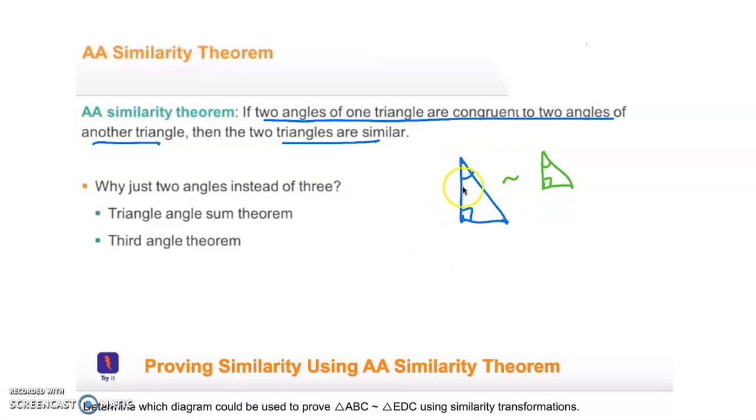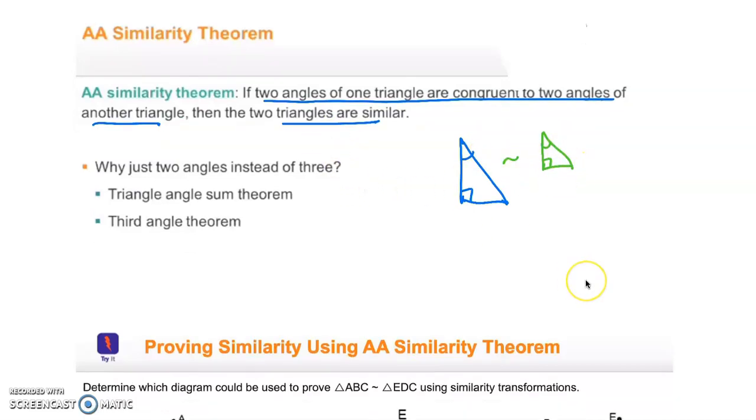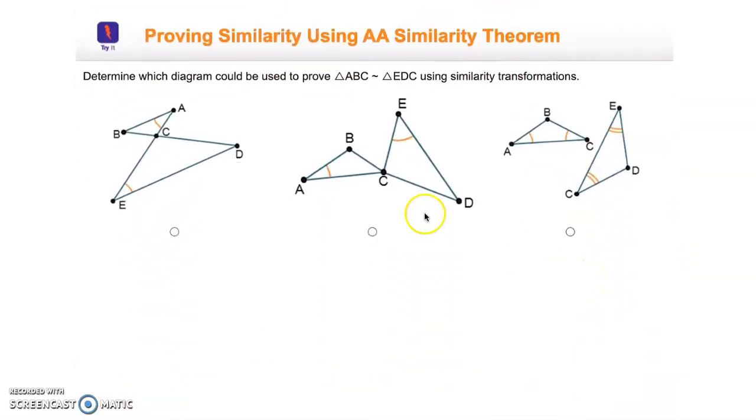So why do we only need 2 angles? Well, because if you add the 3 angles of a triangle, they always have to be 180 degrees. So if this is 90 and this is 50, and this is 90 and this is 50, those both have to be 40. So all 3 angles are congruent. So that's one of the reasons. But if you can get 2 angles of a triangle congruent to 2 angles of another triangle, then we know they are similar. So let's use this.